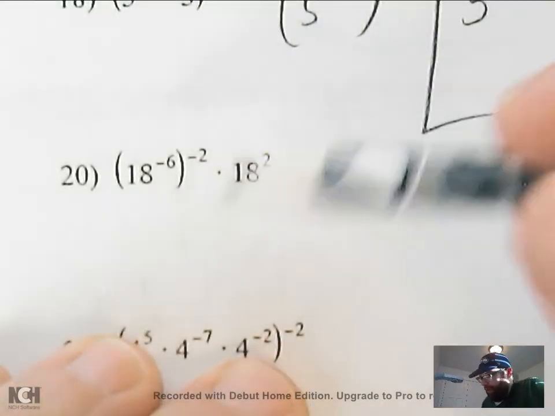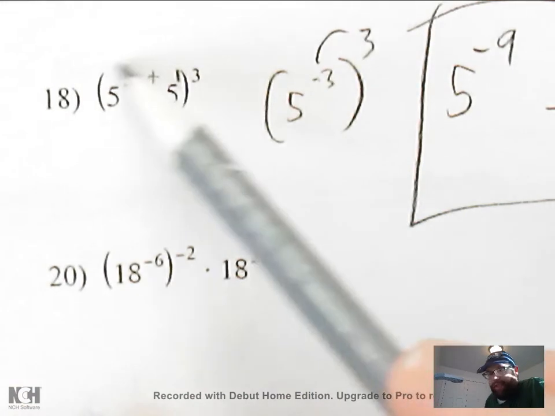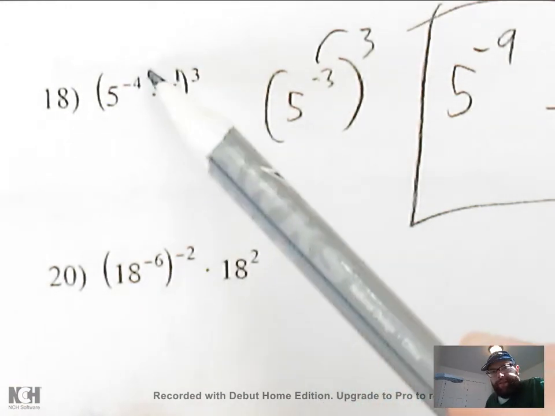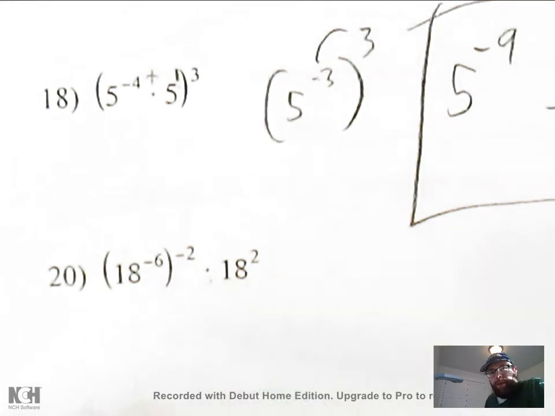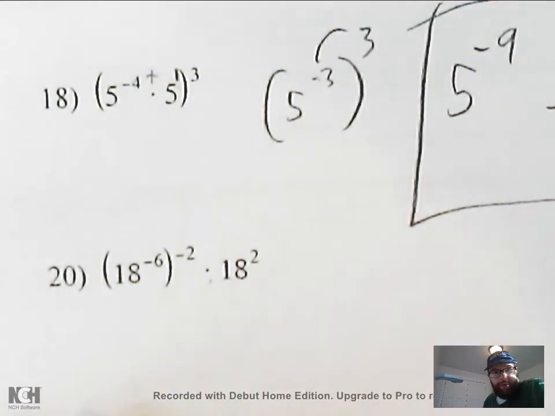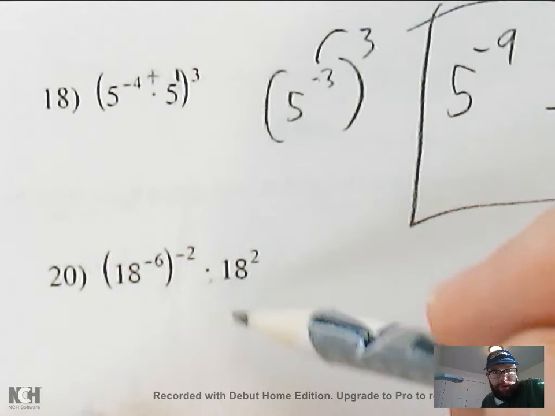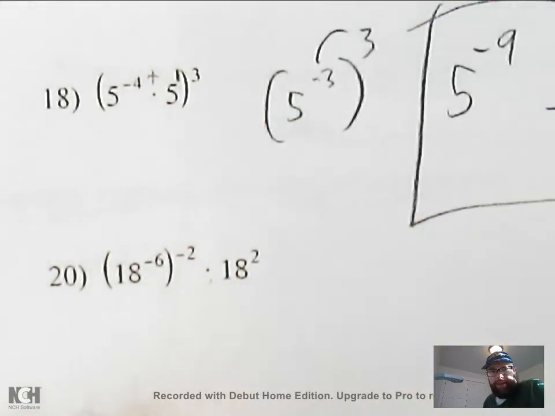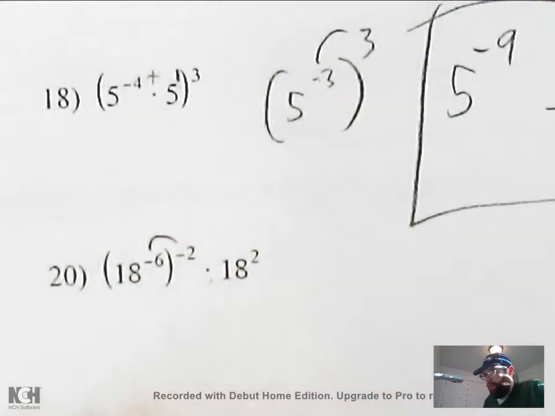Okay, and then this one, this is a little bit different than the one above it, right? In that one, the multiplying was inside the parentheses, and this time it's outside. So, parentheses, there's nothing happening inside, so we're, again, going to follow our order of operations. We're going to do exponents before we multiply, PEMDAS, right? Parentheses, exponents, multiply. So, we're going to do the exponents first.